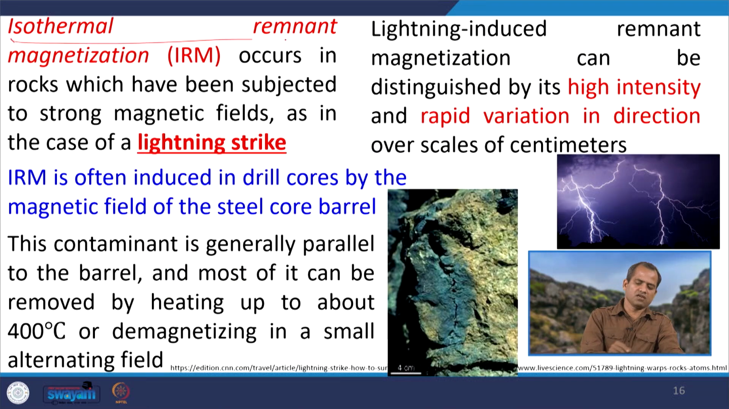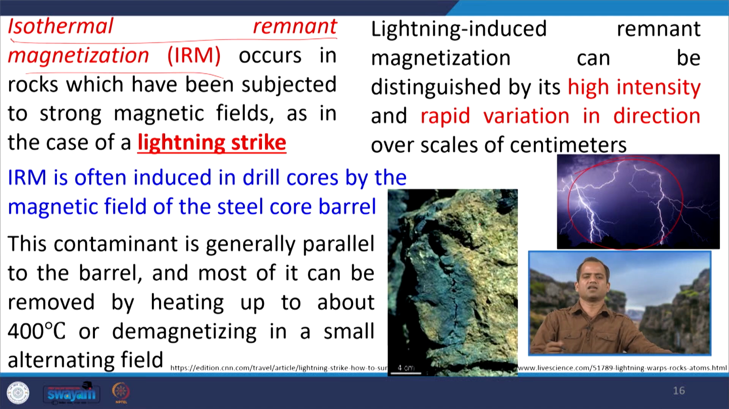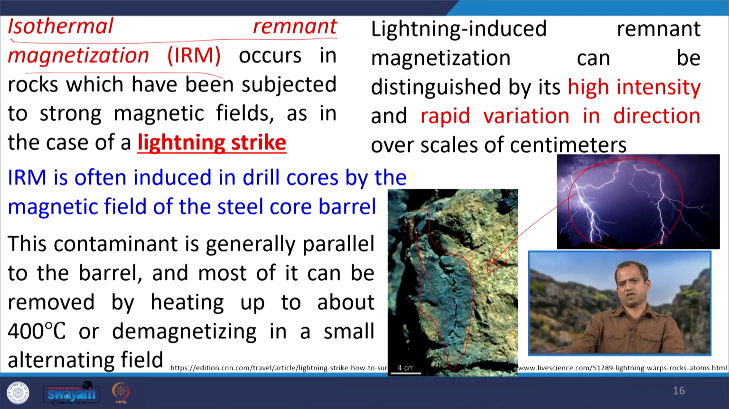Then isothermal remnant magnetization, that means when a thunderstorm or lightning falls on this rock, you see how the rock system is changed, and this is called isothermal remnant magnetization. It is important to note that it is easy to distinguish because there is no preferred orientation of the magnetic axis. So that means a very haphazard orientation.